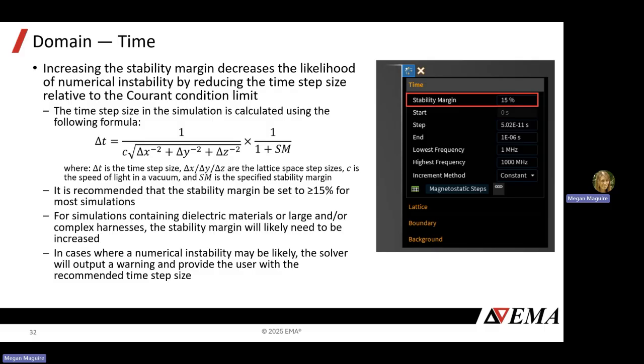So if you're having stability issues, decreasing your time step is generally one of the first things you'll look into doing. I'd recommend at least 15% for stability margin. I tend to use about 20. For simulations containing dielectric materials or complex harnesses, you'll likely need to decrease your time step or increase your stability margin.